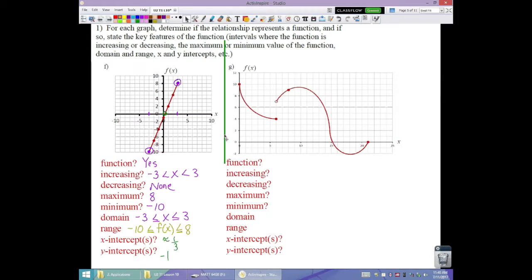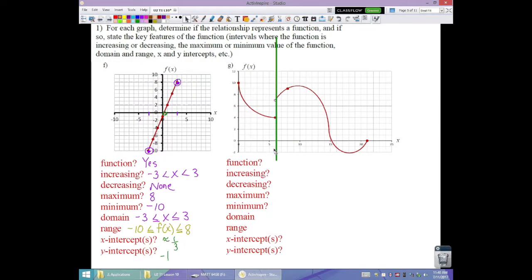Graph G, is this one a function? Now, this one, you got to look carefully. I'm not hitting 2 points. Am I hitting 2 points when I get to an x value, when I get to 6 on the x-axis?